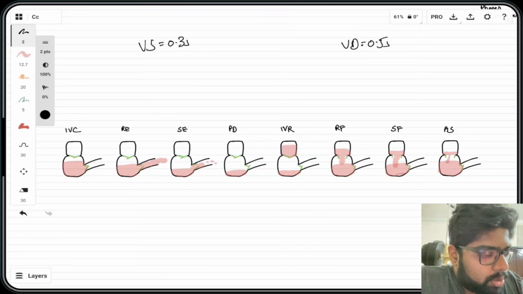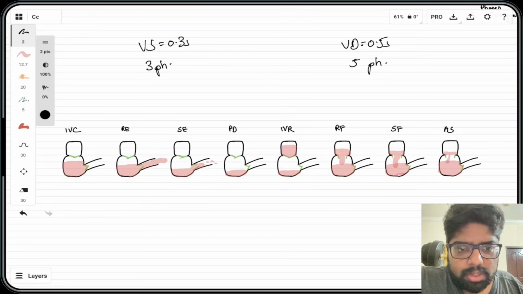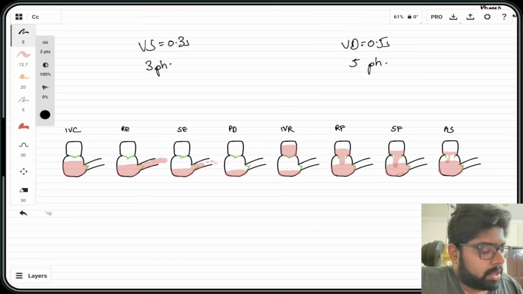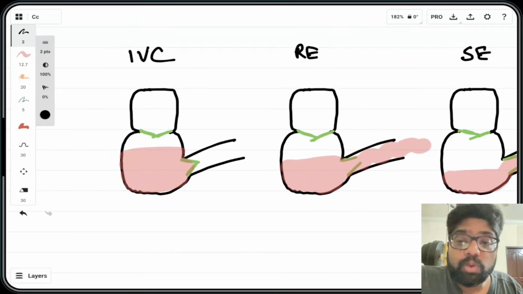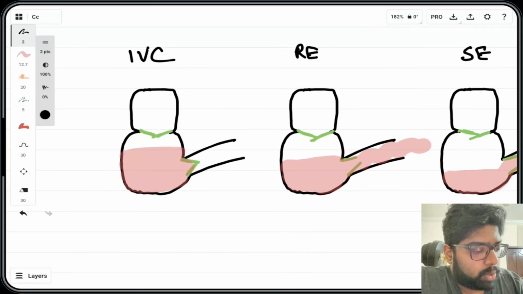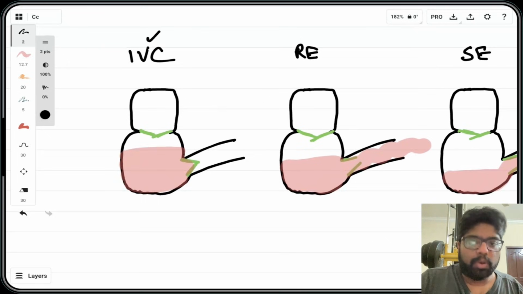Now ventricular systole has 3 phases, and ventricular diastole has 5 phases. So that should be easy to remember: a duration of 0.3 seconds and 3 phases; diastole, a duration of 0.5 seconds and 5 phases. The first phase in ventricular systole is going to be isovolumic contraction. So you have to imagine the story beginning from this point.